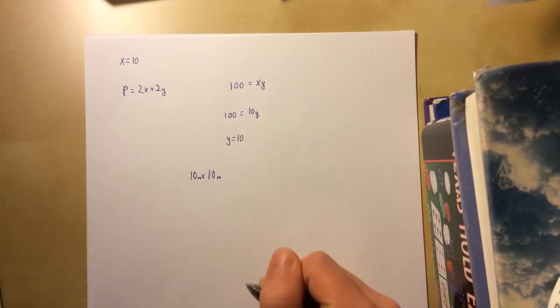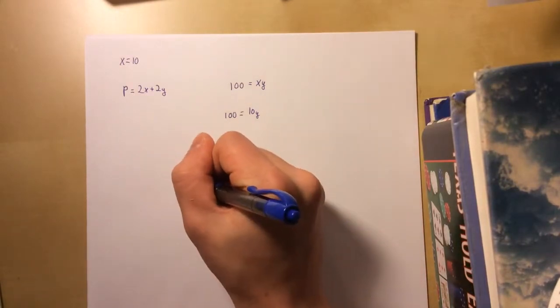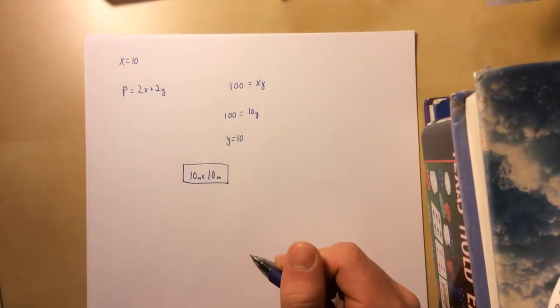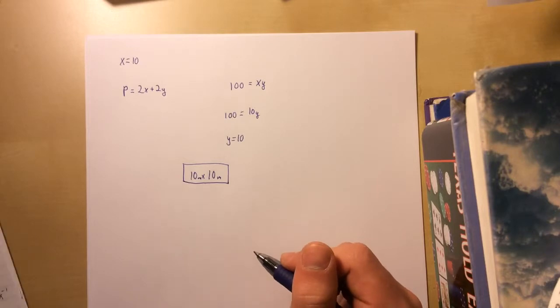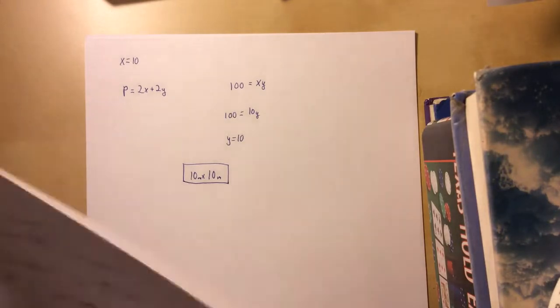And now we have the dimensions of our rectangle, which is 10 by 10. You might want to have meters. And, well, I guess that's not really a rectangle, that's a square now. But that is the solution to this problem.